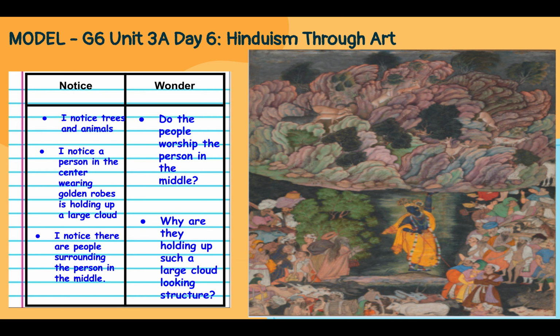When using this protocol appropriately, you might get answers from students such as, I notice trees and animals. I notice a person in the center wearing golden robes, holding up a large cloud. I notice there are people surrounding the person in the middle. And you might receive questions such as, do the people worship the person in the middle? Why are they holding up such a large cloud-looking structure?